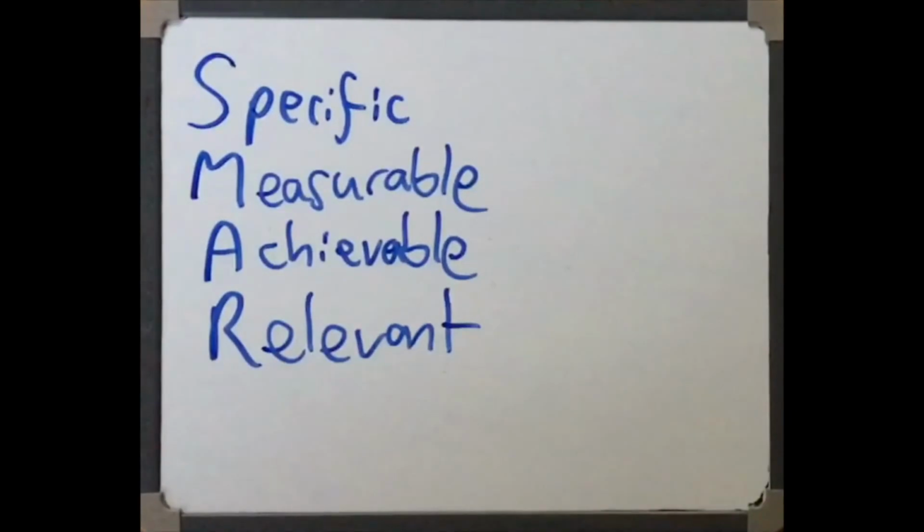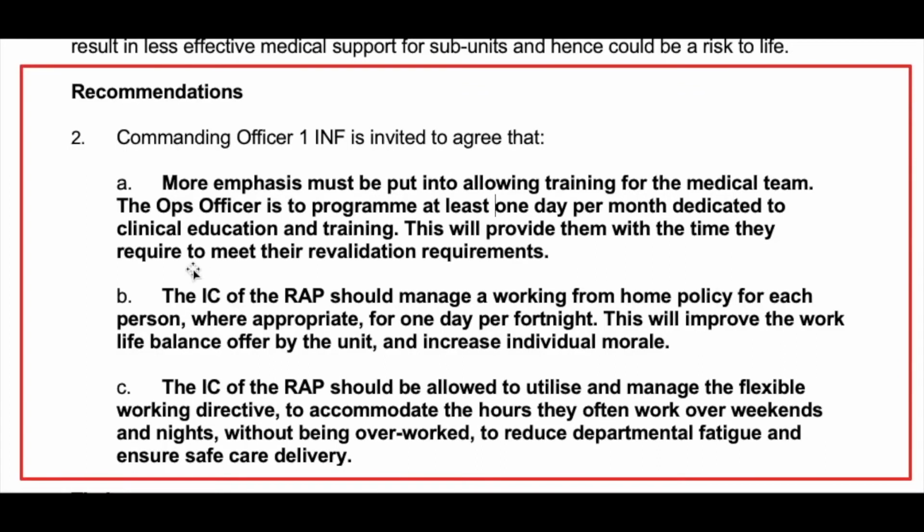It should be specific in the sense that you should identify a person who is responsible for the change. Looking at our example, the first recommendation has named the ops officer as the person responsible for this change. It should be measurable, in that it should be a specific outcome. In our example, the first recommendation is asking for 1 day per month to be dedicated to med training. This is a definite product.